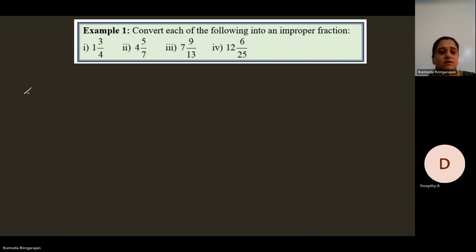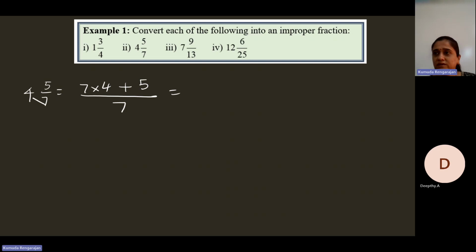Correct? 4, 5 by 7. Multiply 7 into 4 or 4 into 7, both are the same. Plus 5, divided by 7. Not to forget that, divided by 7. So 7 4s are 28, plus 5, 33 by 7.